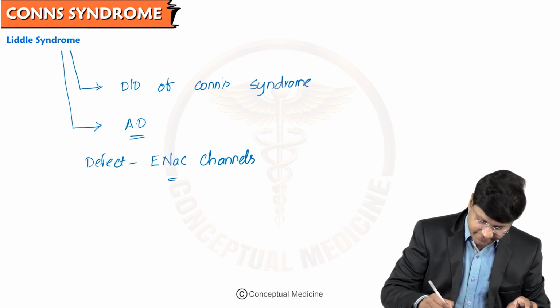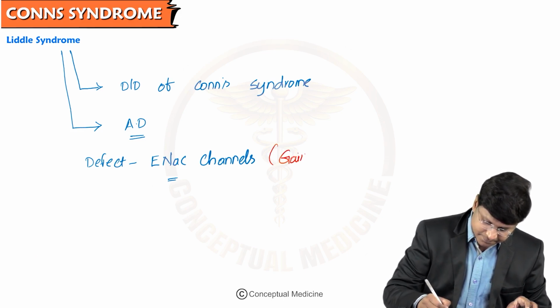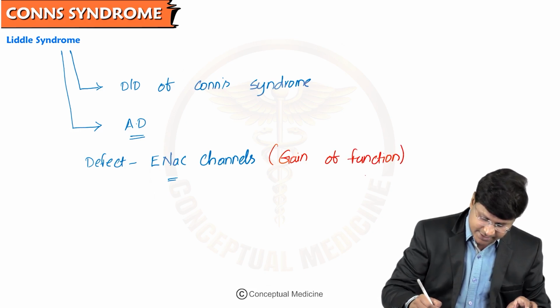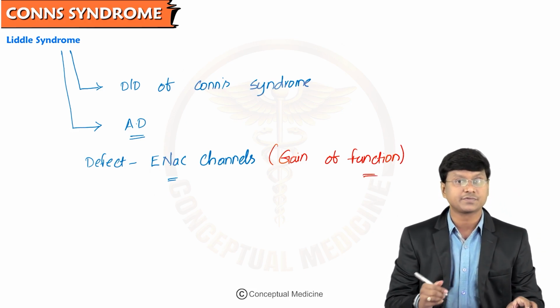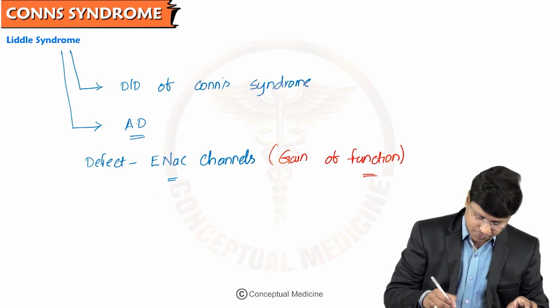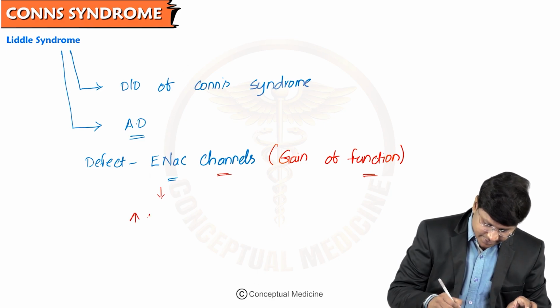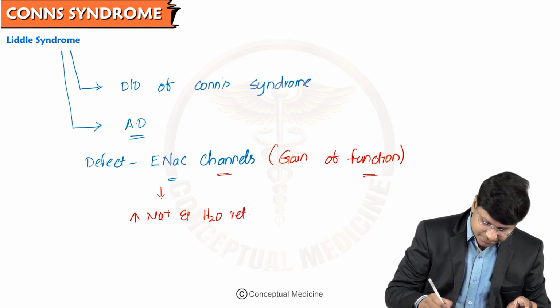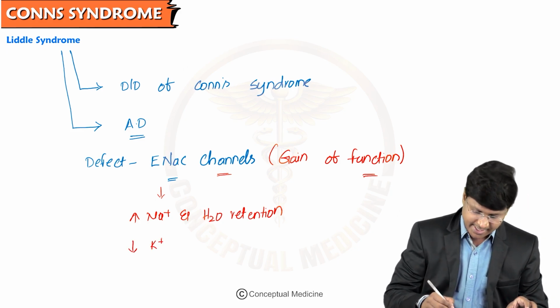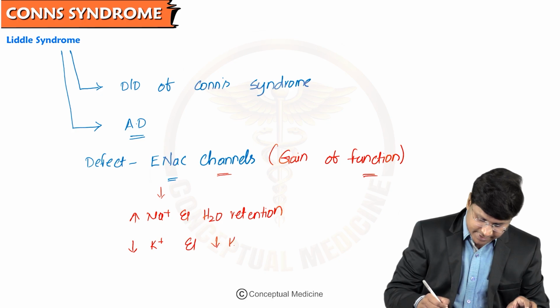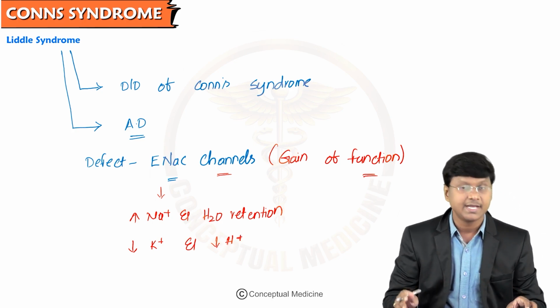And what will be the defect? The defect will be gain of function of the epithelial sodium channels. Because of gain of function of epithelial sodium channels, there will be increased sodium and water retention. There will be potassium excretion resulting in hypokalemia, and there will be H+ ion excretion resulting in metabolic alkalosis.